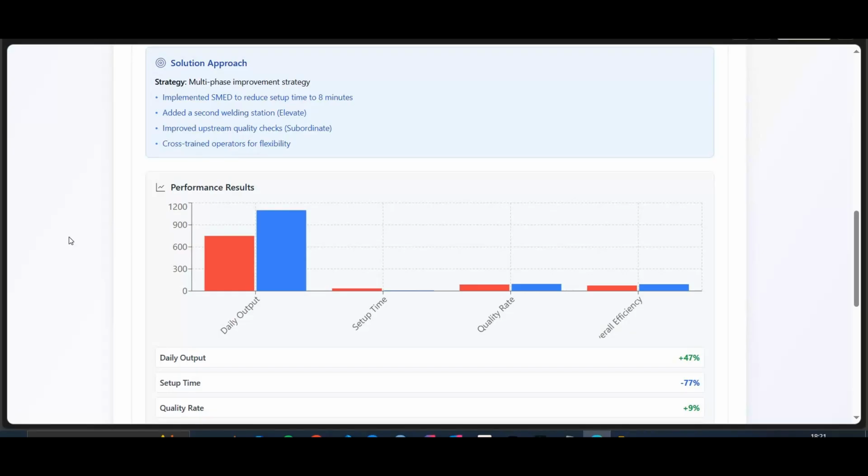So, as you can see, bottleneck analysis is not abstract. When done systematically, it can have very concrete business results: higher throughput, better quality, lower costs, and improved customer satisfaction. The main point to remember is always focus improvement efforts on the real constraint, because that's what determines the pace of the entire system.